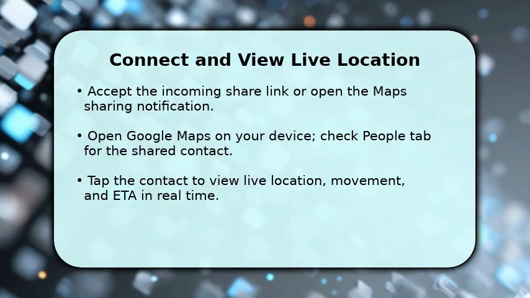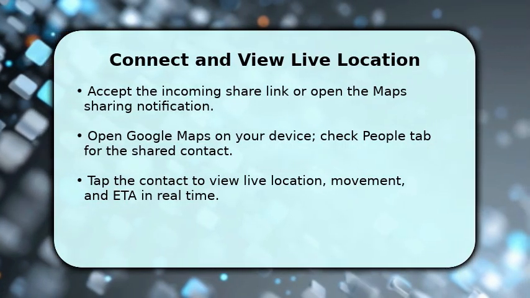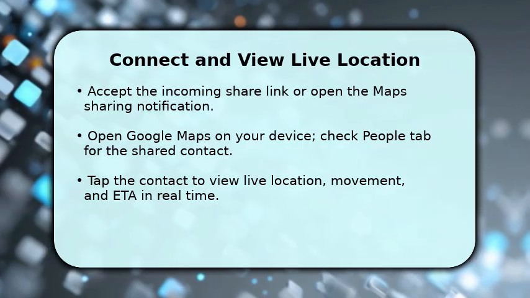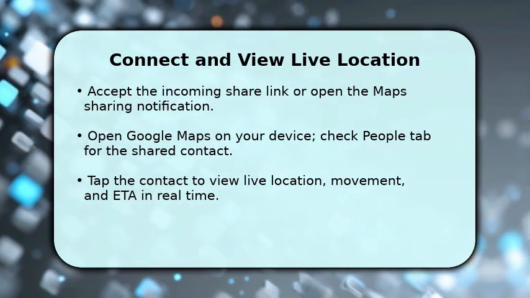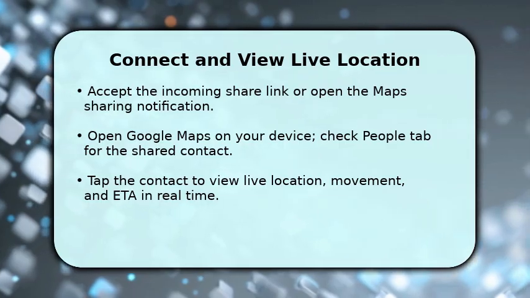Once the owner shares, accept the link or open the notification on your phone. Make sure you use the same Google account if required. Next, open Google Maps and go to the People tab where shared contacts appear. If needed, refresh to load the latest info.